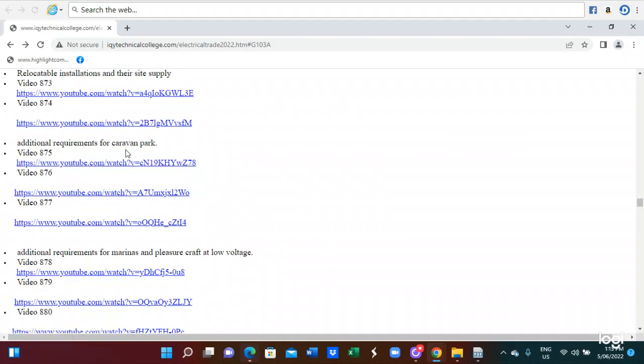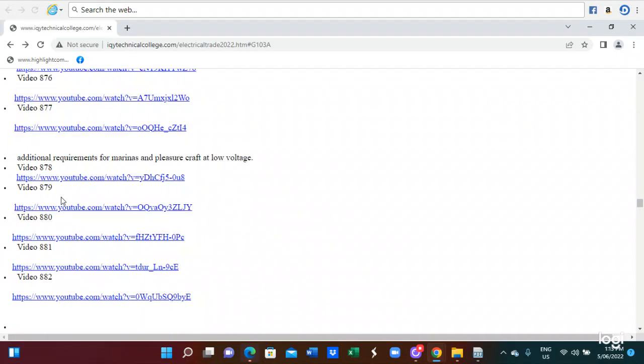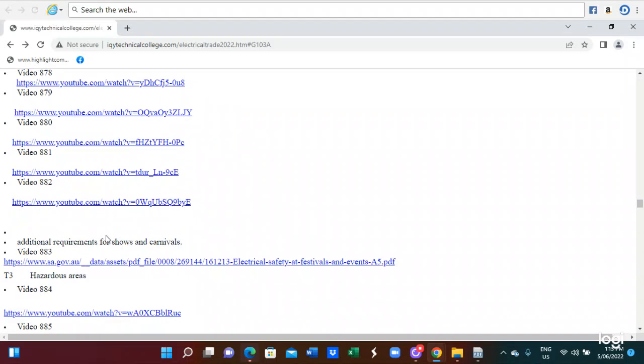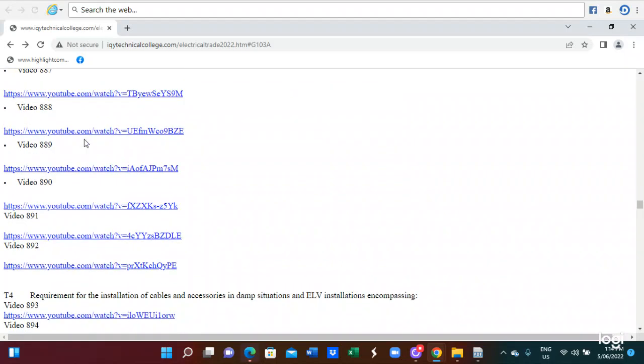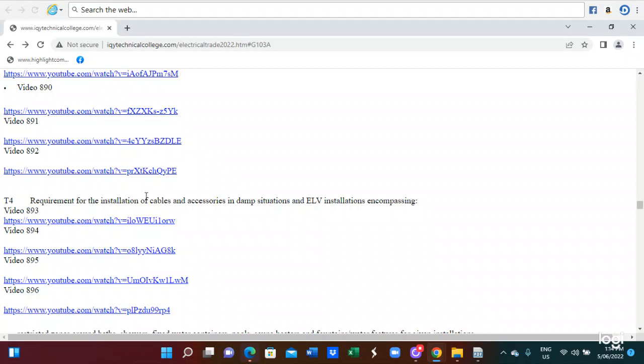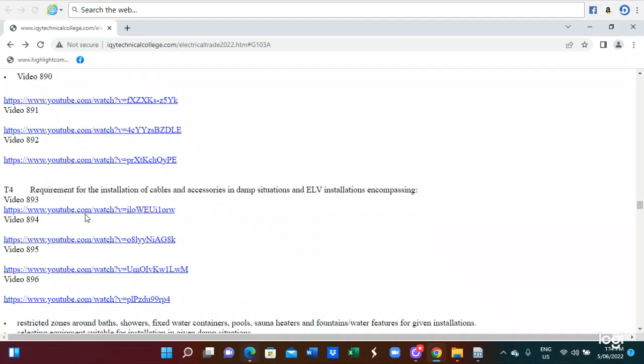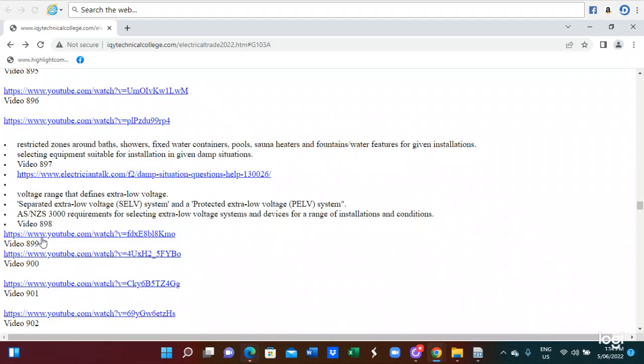Additional requirements for the caravan park, view the video. Additional requirements for the marina and the pleasure club, view the video. Additional requirements for the show and carnival, view the video. Hazardous area, view the video. The requirements for the installation of cable, SOC and gas installation, you need to view the video. And also the visitor zone around the bath, shower, fish water, you need to view the video.